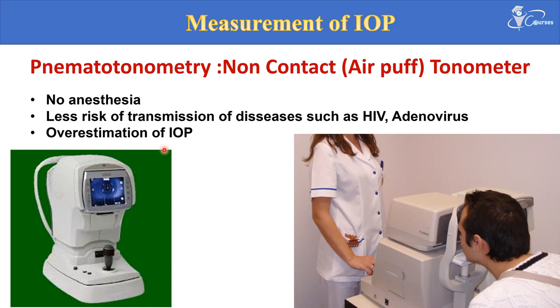What is the advantage? No anesthesia, no risk of transmission of diseases such as HIV or adenovirus or any virus which is transmitted through body fluids. And it will be good for screening. If you want to screen large numbers of patients for higher intraocular pressure, it will be helpful. However, the drawback or limitation of this device is that it tends to show overestimation of the intraocular pressure. Okay, so this was also asked before in the exams.